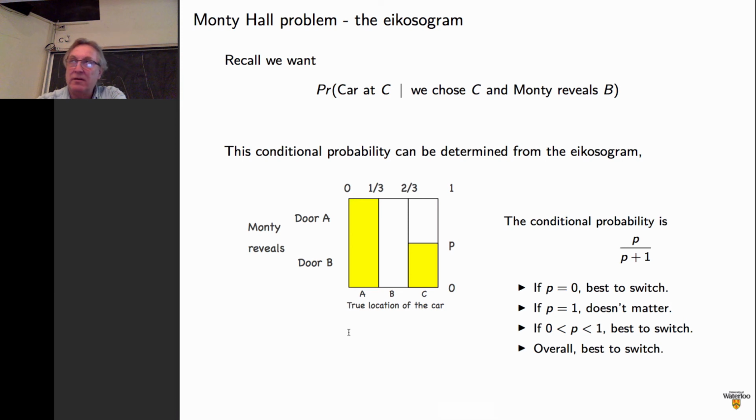Of that yellow bit, what proportion of that yellow bit has the car behind door C? Well, it's this area divided by the sum of the two, right? So in this case, it's P times a third divided by P times a third plus 1 times a third. So that conditional probability is P over P plus 1. Okay?